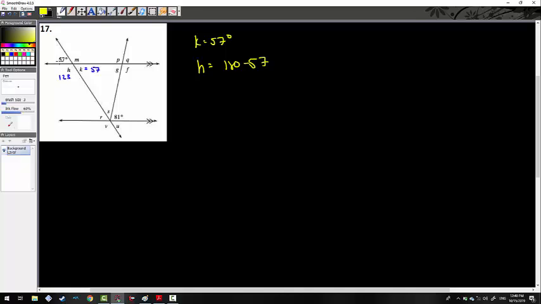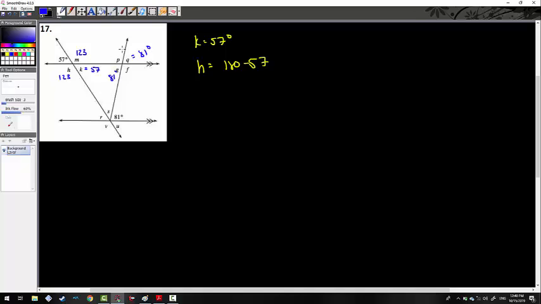And again, how do I know that? These guys are a linear pair. Okay? So from here, M is vertical to H. So hopefully it makes sense then that M is also 123 degrees. Okay, so now, what else can we figure out? Well, I know that 81 is going to be down here. Q is a corresponding angle to this 81. So Q is going to be 81 degrees, which makes G 81 degrees also.